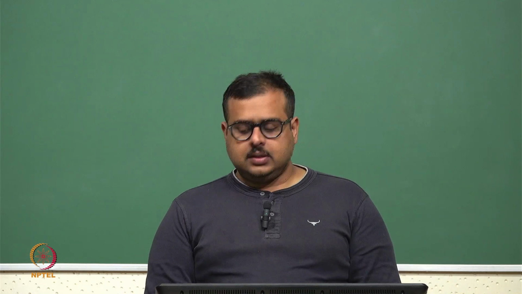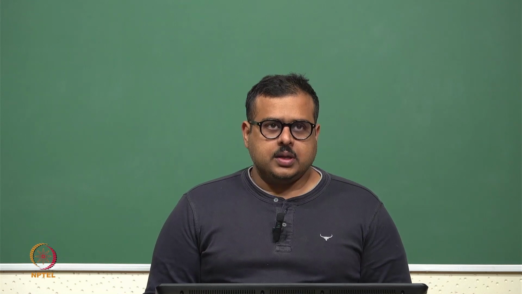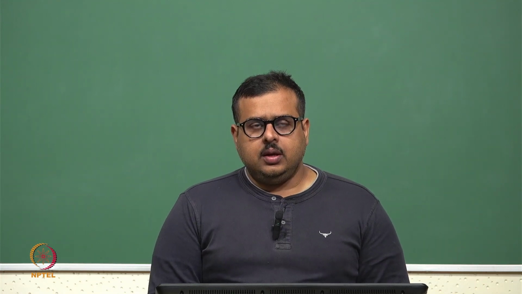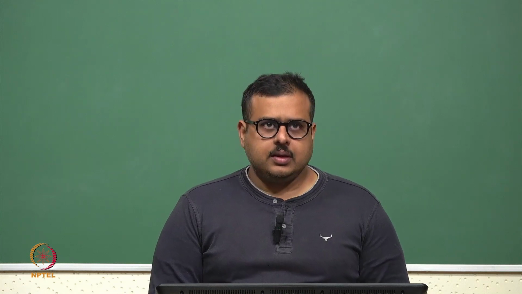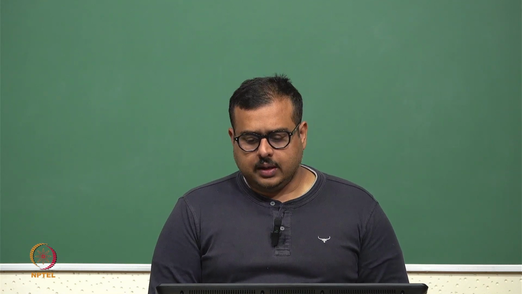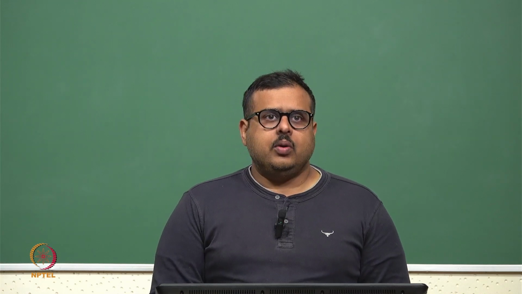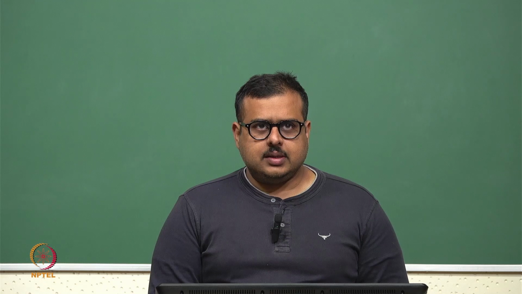So now let's look at the third objective here: the minimization of the investment cost. The investment cost is typically related to a function of the area of the heat exchanger. Why? Because if there is more area, essentially your heat exchanger is bigger, and a bigger heat exchanger will cost more than a smaller heat exchanger. So investment typically depends upon the area, which in turn depends upon what we call the logarithmic mean temperature difference.